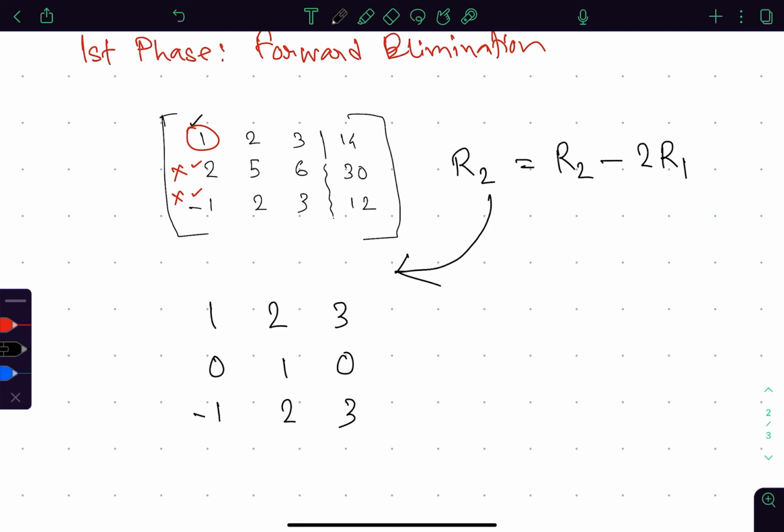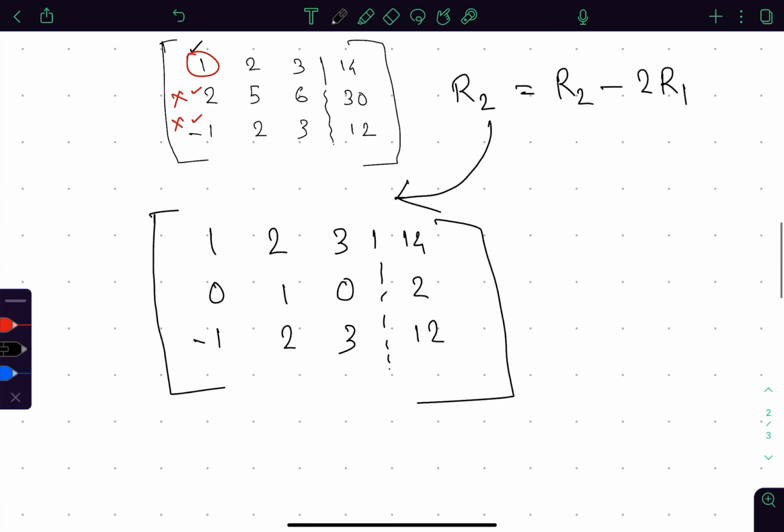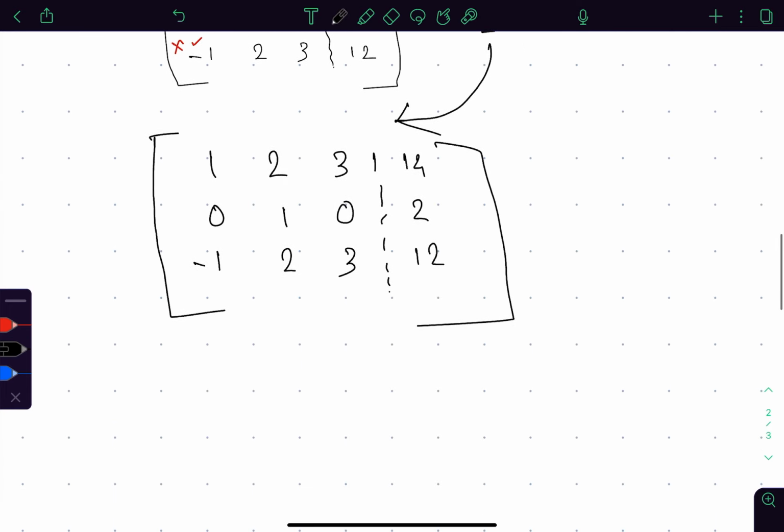Because we did it in augmented form, we need to do the same operations in our RHS part as well. So it will be 14, and 30 minus 2 into 14, that is 28, subtracted from 30, it will be 2, and then the third row is as it is. So this will be the next form, and then we'll do another operation.